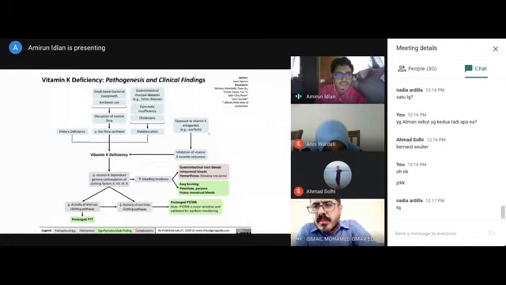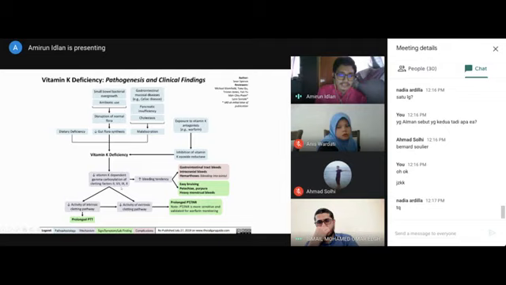So from this vitamin K deficiency bleeding, there will be a decrease in the clotting factors that I said before: 2, 7, 9, and 10. Because of these defects, there will be a decrease in the intrinsic clotting pathway and also the extrinsic clotting pathway. So because of this deficit, there will be a bleeding tendency in the newborn.